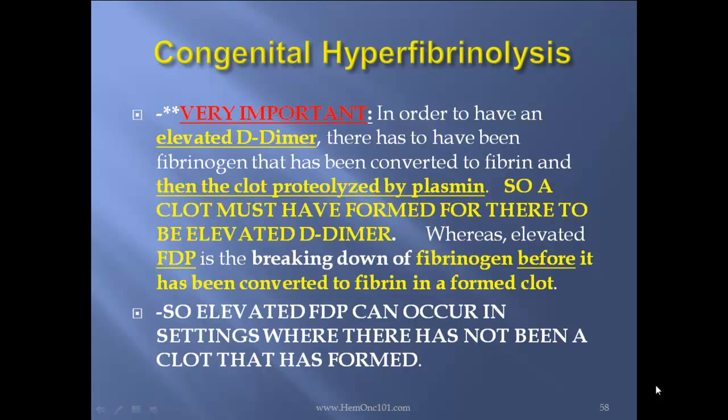This is a very important concept to know. In order to have an elevated D-dimer, there has to have been fibrinogen that has been converted to fibrin, and then the clot proteolyzed by plasmin. So a clot must have been formed for there to be elevated D-dimer. Whereas elevated FDP is the breaking down of fibrinogen before it has been converted to fibrin and formed a clot. So elevated FDP can occur in settings where there has not been a clot formed yet.